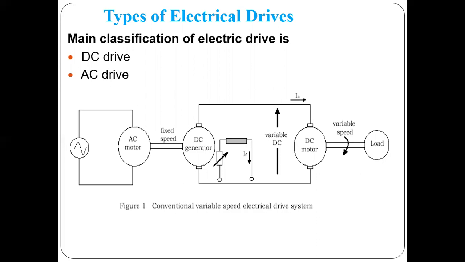DC drive. AC drive means we are using an AC motor. In the case of DC drive, for some applications, for some loads, we are using a DC motor. So this type of drive is called a DC drive. That is the basic fundamental concept behind the AC drive and DC drive. In this diagram, you can see the voltage source, AC motor and DC motor. This is a combination of a conventional variable speed electrical drive system.